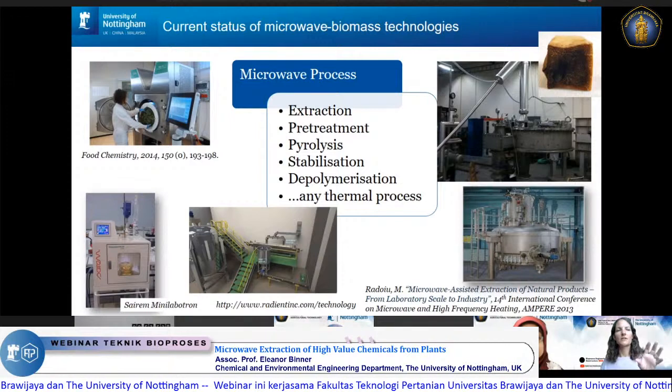So this is the state of the art at the moment with industrial microwave processes. As you see, there aren't very many of them, and they're not very big. This green one down here does up to 800 kilograms a day.